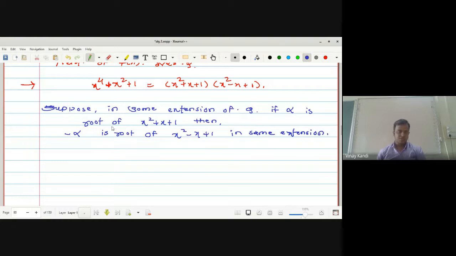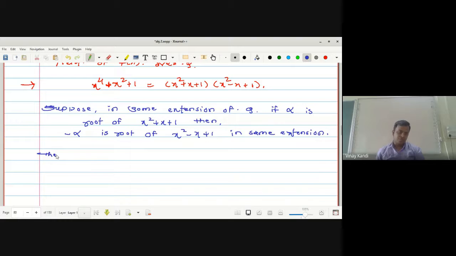What is the statement? Suppose in some extension of Q, if alpha is a root of the polynomial x^2 + x + 1, then minus alpha is a root of x^2 - x + 1 in the same extension. That means if alpha is a root of x^2 + x + 1, this implies alpha^2 + alpha + 1 = 0, and minus alpha is a root of x^2 - x + 1 in the same extension. Now look at it.